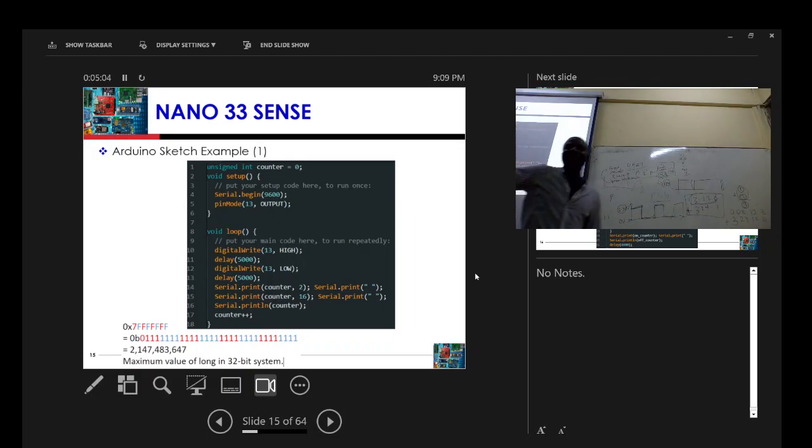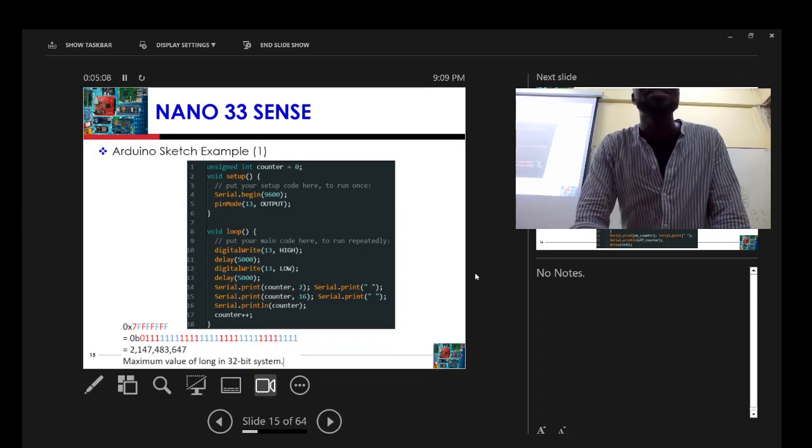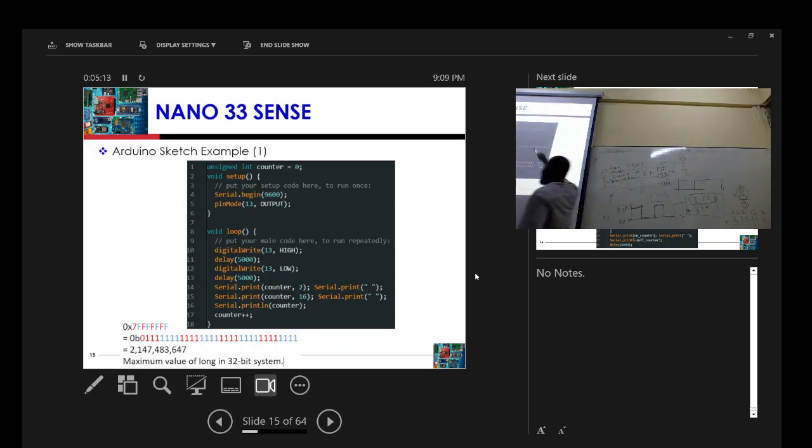What does that mean? Anybody? Those who have used the Arduino before and those who did simulation with it. So this counter value starts from 0. Are you seeing it? It's set to 0 at the top here. So if I say serial dot print counter, what does it print here?